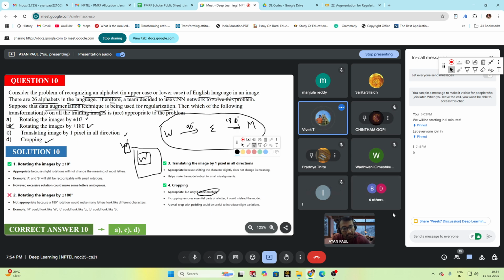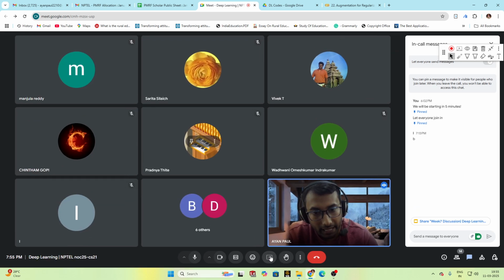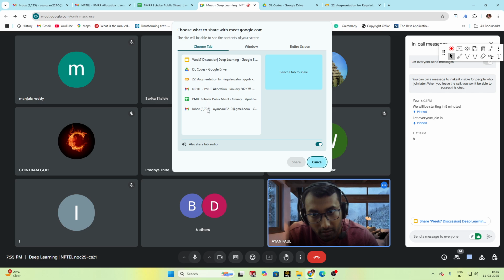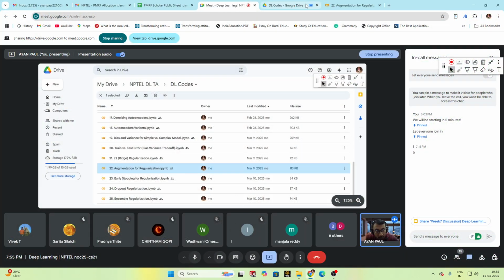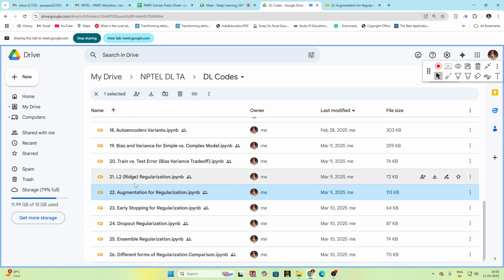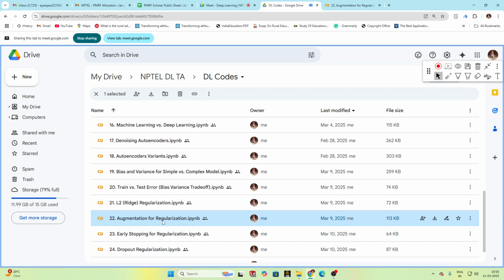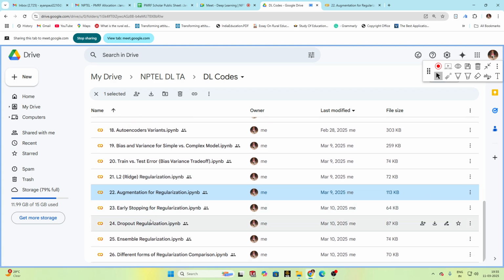Another important thing is regarding the codes. I have prepared some of the codes for this week, like augmentation for regularization, and some codes like train versus test error, etc. You can open these codes, copy them to your drive, run them and see the results.